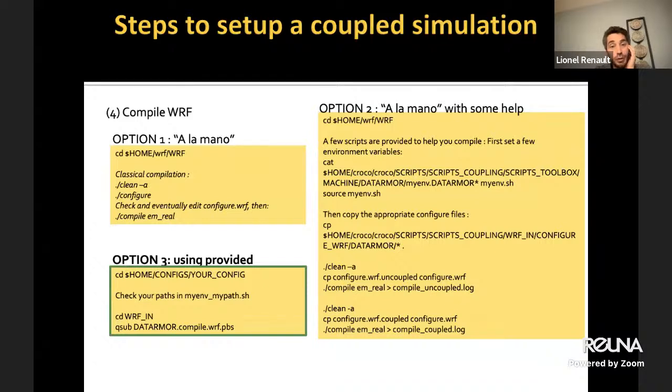Same for WRF. There are two options actually. You can compile it by yourself, a mano. First, of course, you have to download the code, then you have to clean, and then you have to configure. In the configure step, you will have to specify the kind of machine you are using, and then you have to do the compile em_real, which is the classic way to compile WRF.